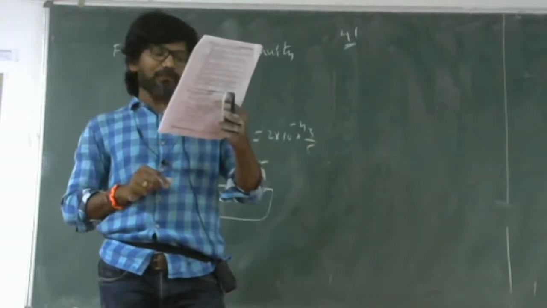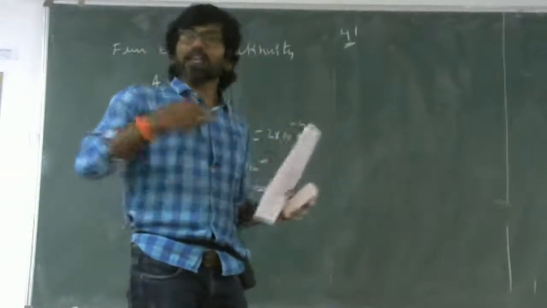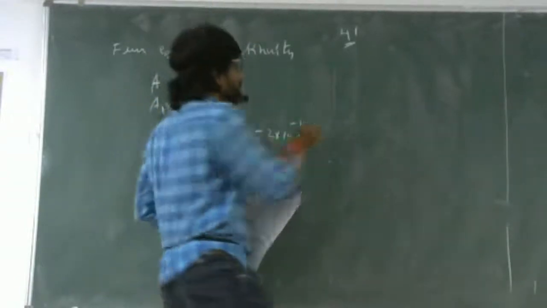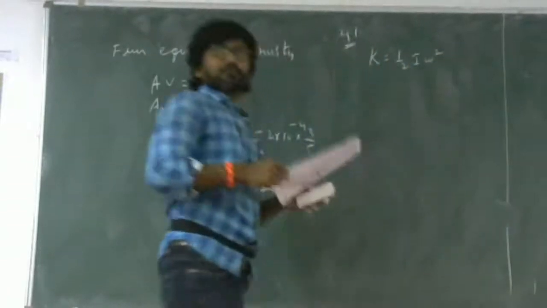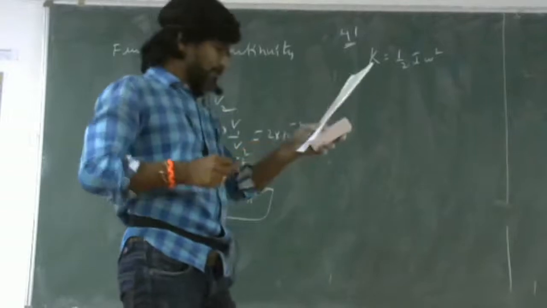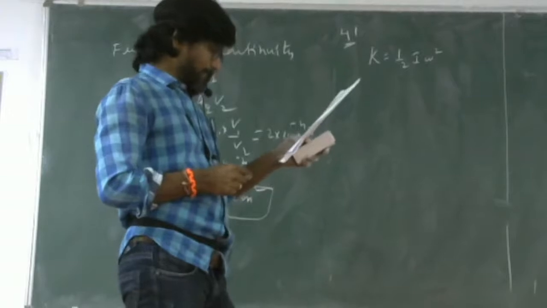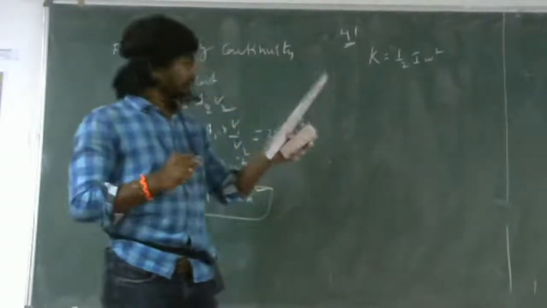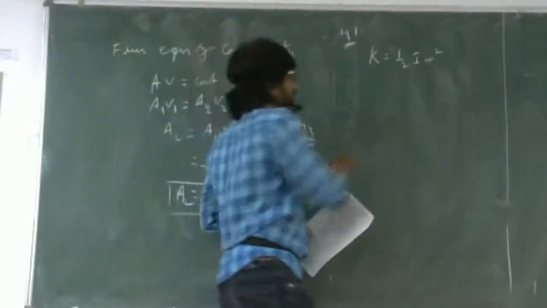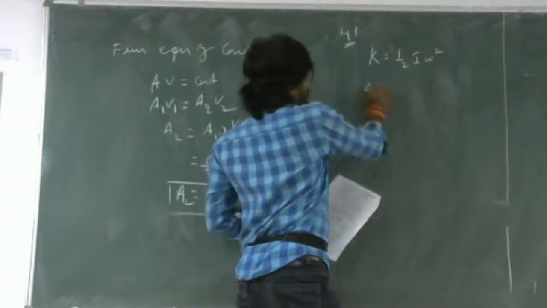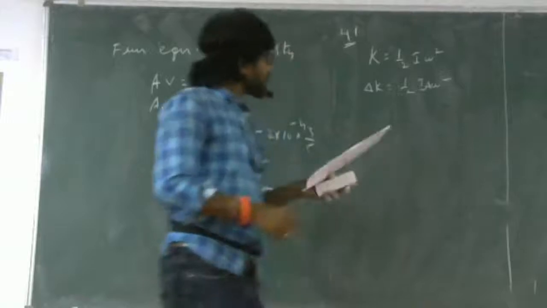Kinetic energy is equal to half mv square for translational motion. For rotational motion, kinetic energy is half I omega square. The energy spent in changing the velocity can be taken as delta K is equal to half I into delta omega square.